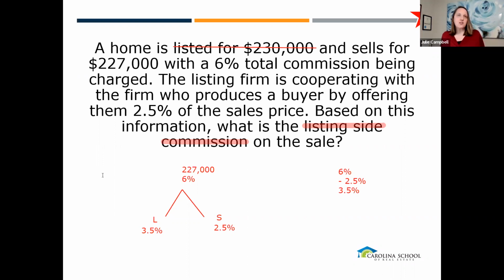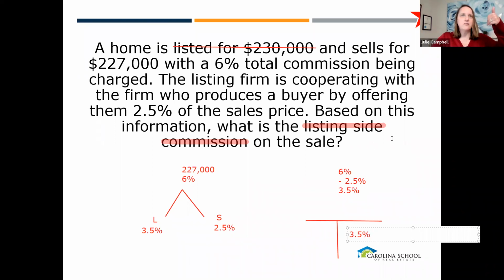So now that we know the listing split, we can bust out a T-bar. I know the rate or percent always goes where? Julie says it always goes in the bottom right. Can you guys see that? Is that too low? Can you see that okay? Yeah, okay. Rate or percent always goes in the bottom right.